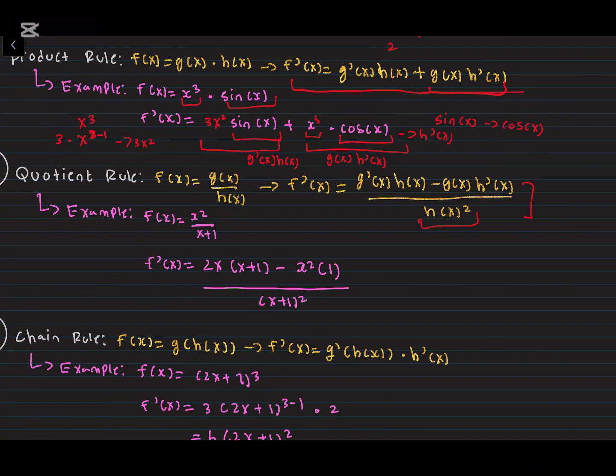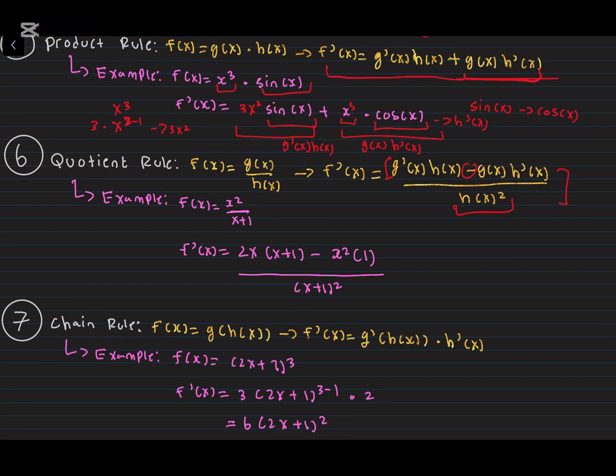So this top part is similar to the product rule. However, if you notice, the sign is different. In the product rule, this was plus. Here, this is subtraction, minus. Let's look at an example.